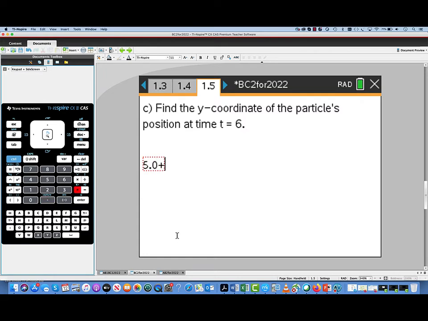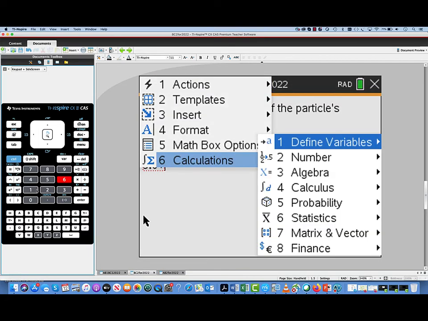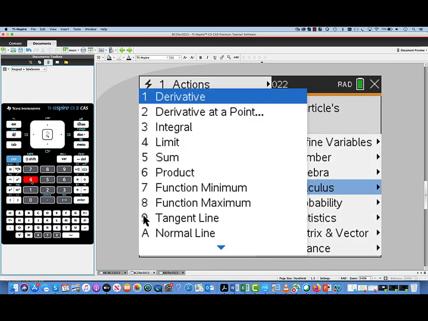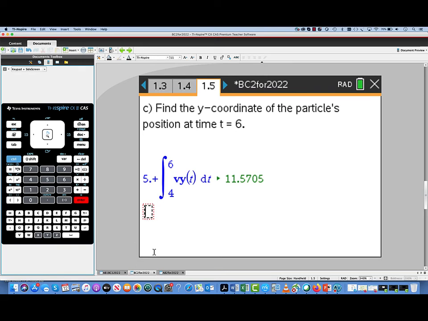Let's add on an integral that will represent the change in the y-coordinate between time t equals 4 and time t equals 6. So I'm pulling up an integral, and we'll integrate from 4 to 6 the y component of our velocity function, with respect to t. And we see that we end up with a final y-coordinate position at time t equals 6 of 11.5705.